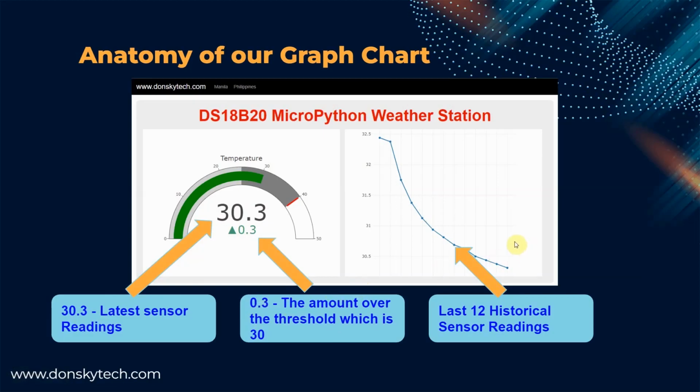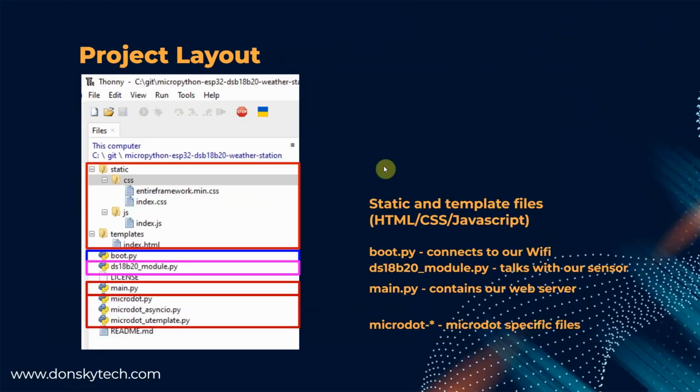The other graph, which is the line or scatter chart, just displays the last 12 historical readings. Meaning if the historical readings exceed 12 values, then the first reading will be dropped from the line chart. Now, regarding the project layout, this is how I structured my project.